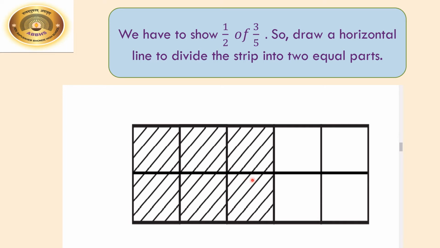This is the horizontal line. It divided the strip into 2 equal parts. You know the part shows the fraction 3 upon 5. After dividing the line, this part is half of 3 upon 5 and the remaining part is half of 3 upon 5.